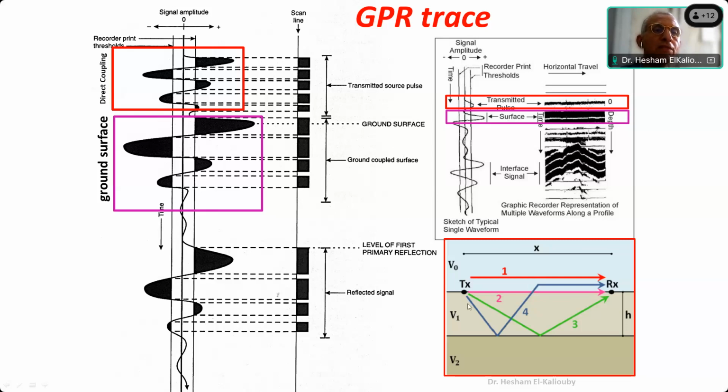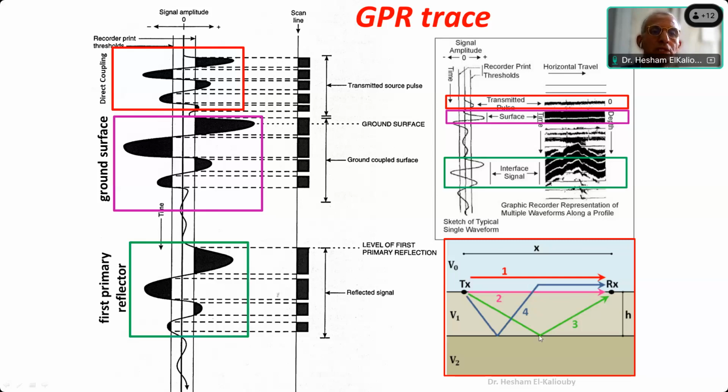And after that, we record the reflected wave, number 3, that goes down, reflects from the interface and turns back to the receiver. This takes a bit longer time. This is a reflected wave and is recorded later in time.